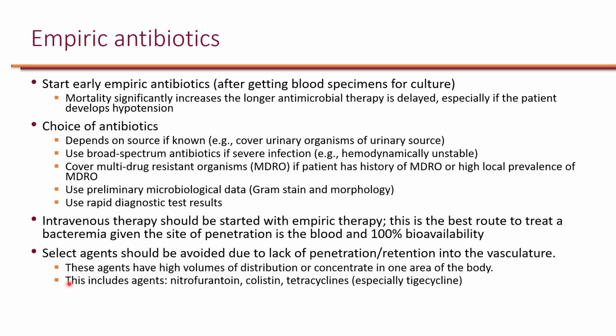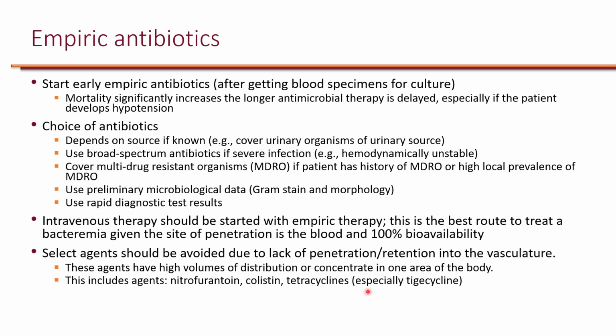Now, initially, empiric treatment should be intravenous because the infection is in the blood, and IV antibiotics give the antibiotic 100% into the site of infection. Now, there are some antibiotics that do not achieve enough concentration in the blood and should be avoided, regardless of whether oral or IV. So nitrofurantoin does not achieve enough concentration. It goes straight into the urine. Colistin, which is an IV antibiotic, does not achieve enough concentration in the blood, goes straight into the urine.